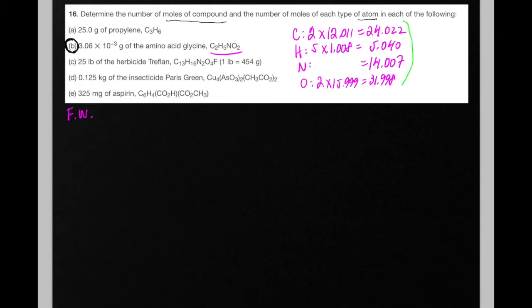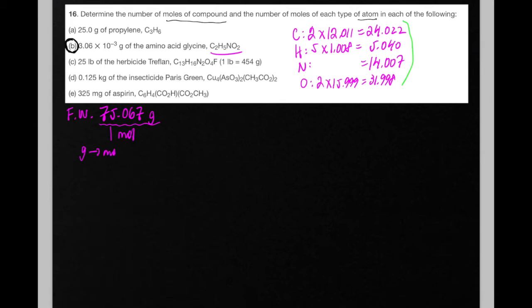So I'll punch these in here on my calculator. Okay, and I get 75.067. All right, so that's in units of grams per mole. I'm going to write 1 mole on the bottom of this fraction just to emphasize that this is actually a conversion factor that can be written in one of 2 ways.